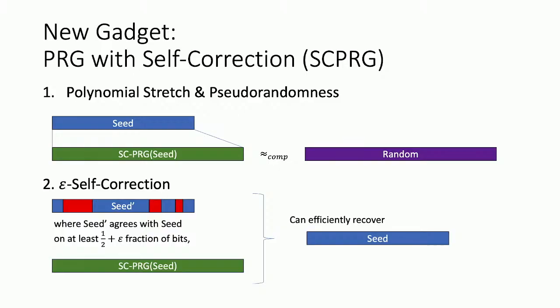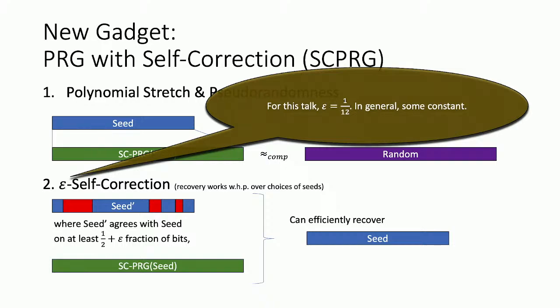and I also give you a string seed prime that agrees with the seed on at least half plus epsilon fraction of bits, think of epsilon as a constant, then you can efficiently recover the seed. And for this talk, think of epsilon being 1/12 for the case of BSC 0.1, BEC 0.3.